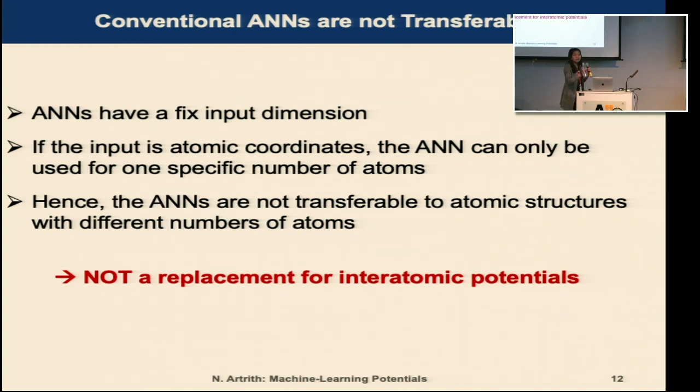Before we move on, this is also not for very high dimensional systems. This is the conventional neural network. Actually, it is not yet transferable for all kinds of systems, because the neural network still has a dimensionality limitation. For example, if the input is atomic coordinates, it can only be used for a specified number of atoms.